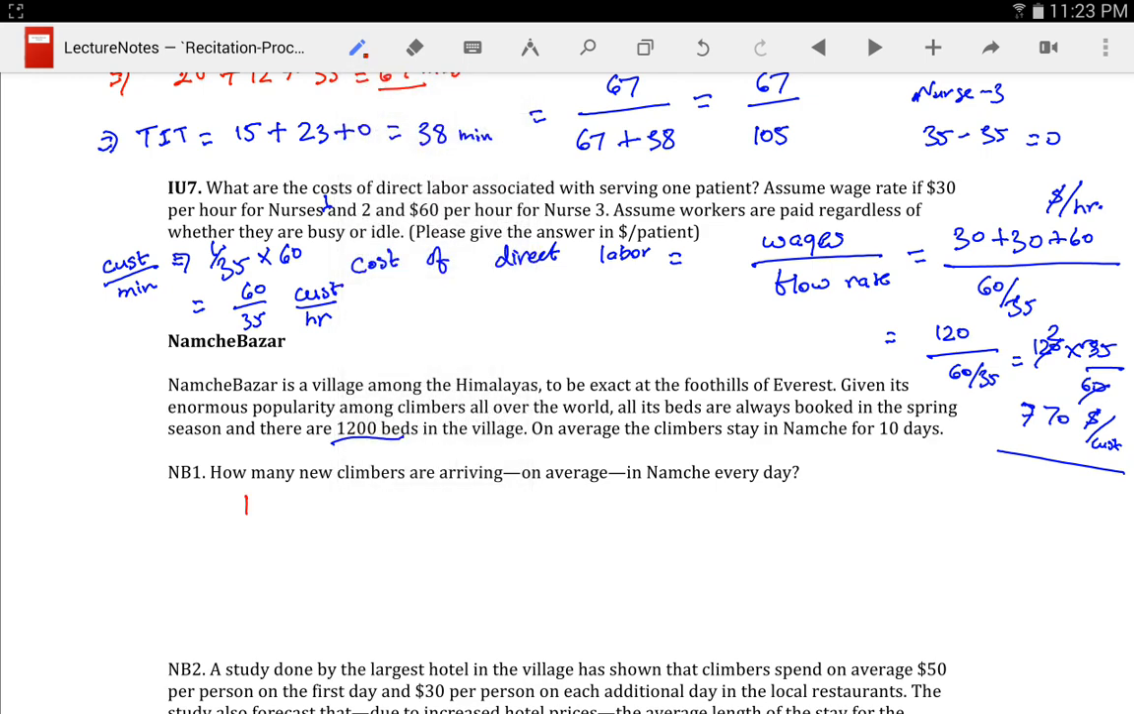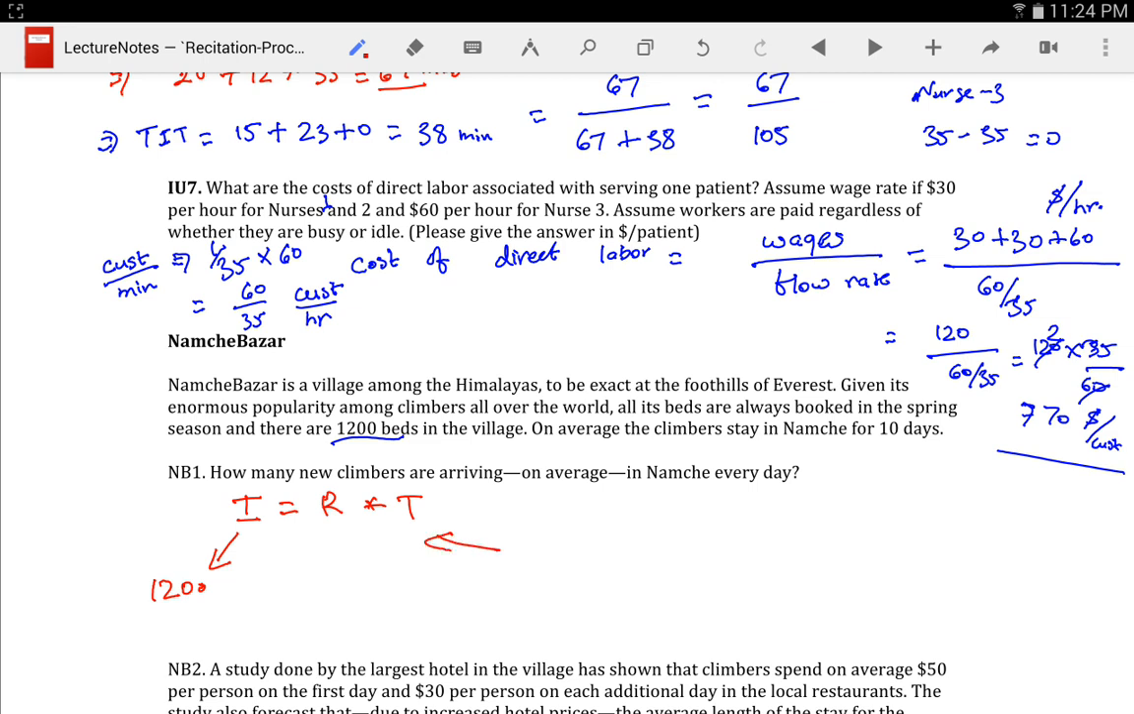Okay, so Little's law says I equals RT. If there are 1,200 beds, and you think of people coming into this town as a process, and the 1,200 beds are always occupied, if there are no beds, obviously there are no new climbers. So there are 1,200 beds, and they are already occupied. That means at any given time the inventory is 1,200. That's easy to see.